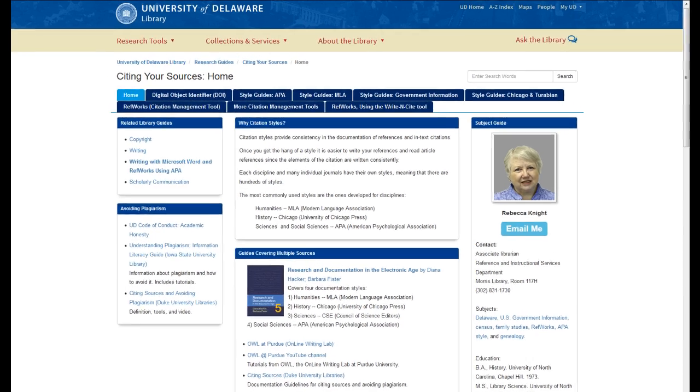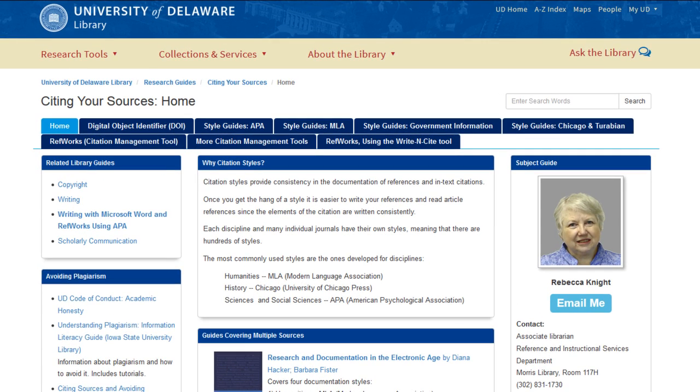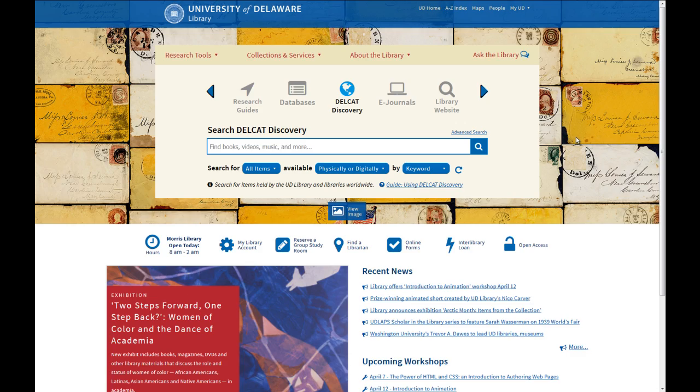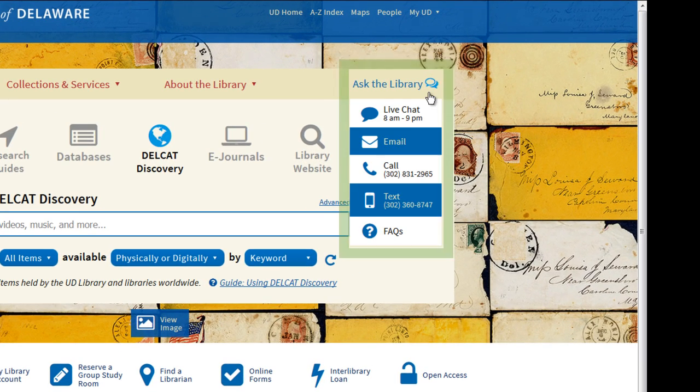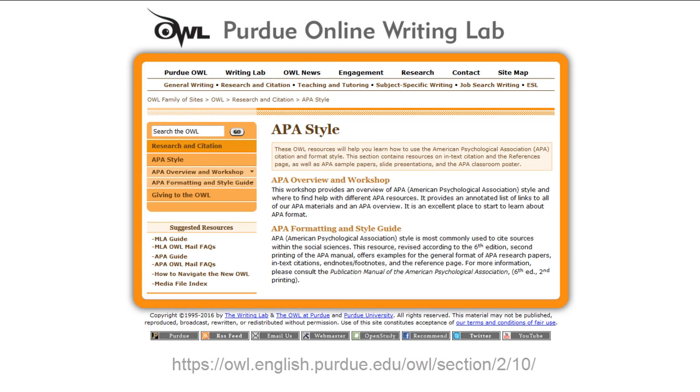For more information about APA and additional examples, see the Library Research Guide citing your sources, or use the Ask the Library resources, or go to the online writing lab at Purdue.